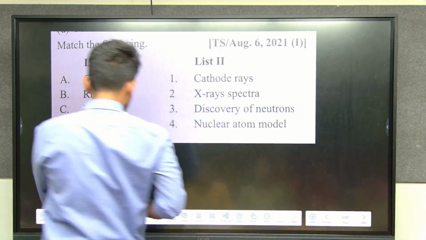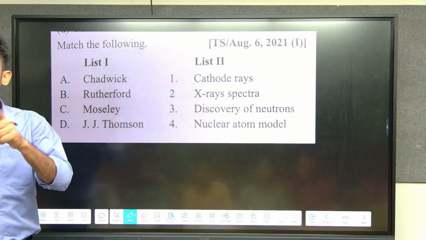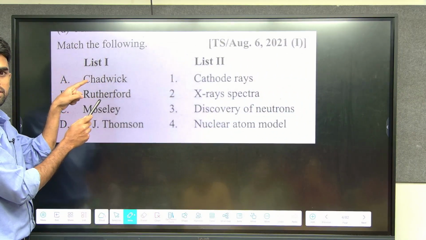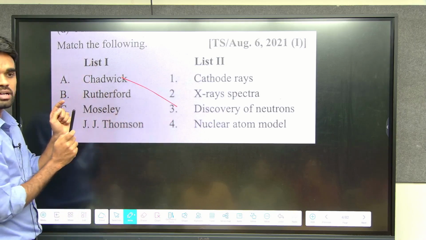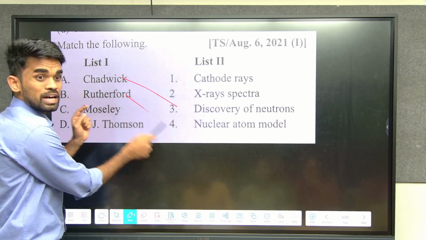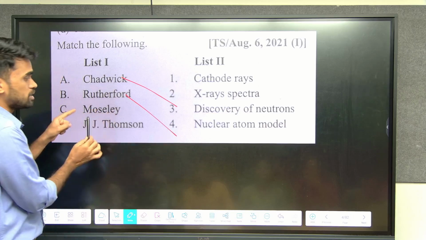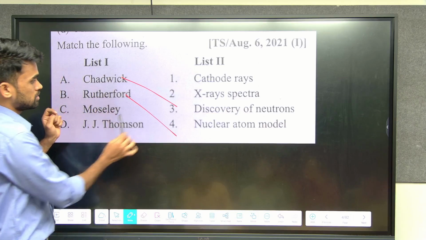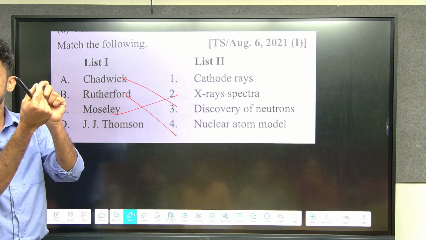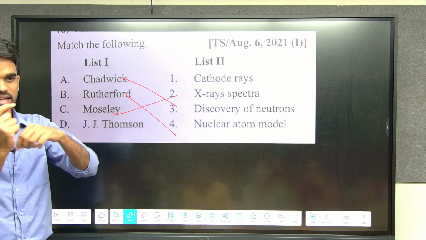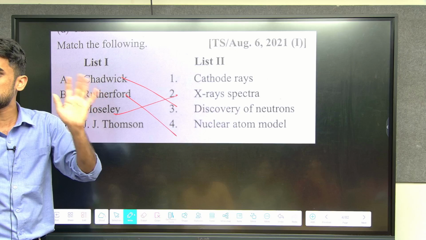Start solving this, everyone. Chadwick. Next, Rutherford: nuclear atomic model. Next, Moseley's X-ray spectra, he used to identify atomic numbers. Then he gave the periodic table based on atomic numbers.